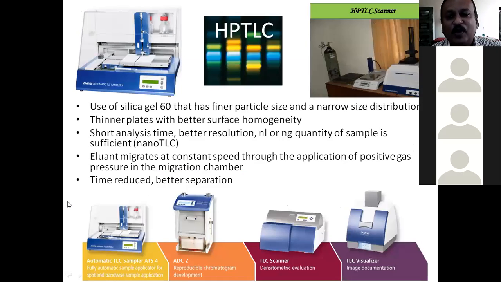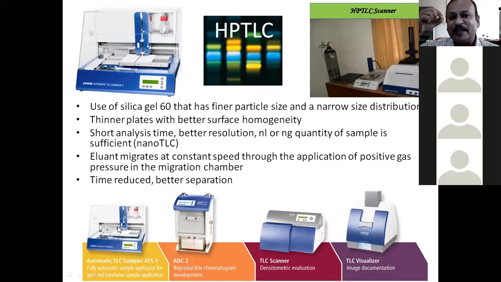Then we come to another interesting technique in TLC, called high performance thin layer chromatography, also called HPTLC. When we say HPTLC, we are actually changing the complete system here. We have an automatic sampler. Can you see this here, the first image at the lower portion? That is called the automatic TLC sampler. Can you see this part here? I'm showing it with the cursor. Yes, sir.